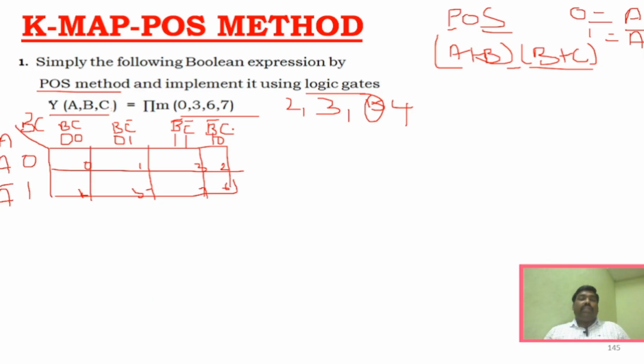And then what do we have to do? We have to assign 0 for all these values, right? I'm putting 0 in the 0th position, 0 in the 3rd position, 0 in the 6th position, and 0 in the 7th position. All the other positions I have to put as 1. This is also just the opposite of the SOP method. In SOP method, you assign 1, whereas here you have to use 0.